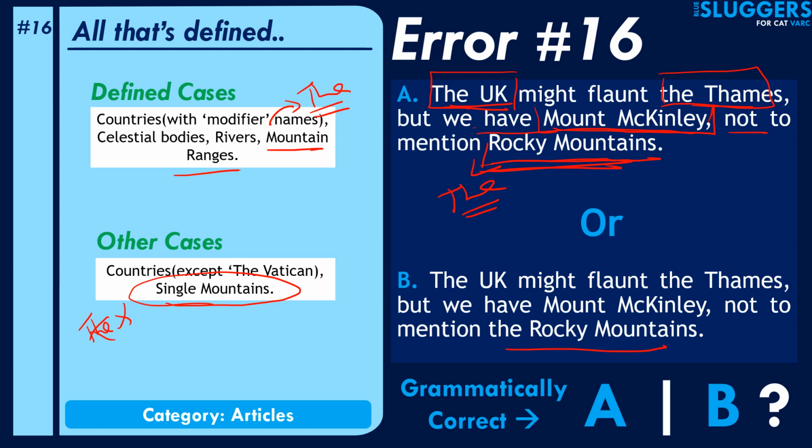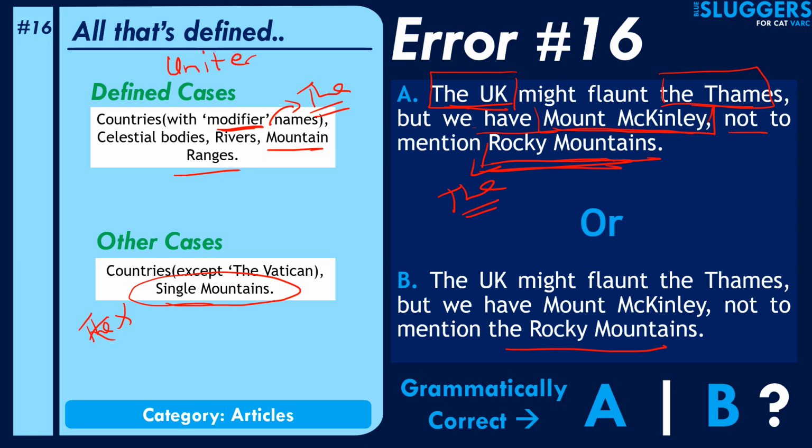Okay, let's assess the other cases. The first part says the UK, right? Now the UK. See, the way I want you to understand the usage of articles when it comes to the names of countries is that whenever you have a country with a name which has some sort of modifying element in the name, for example, in this case, United Kingdom, right?